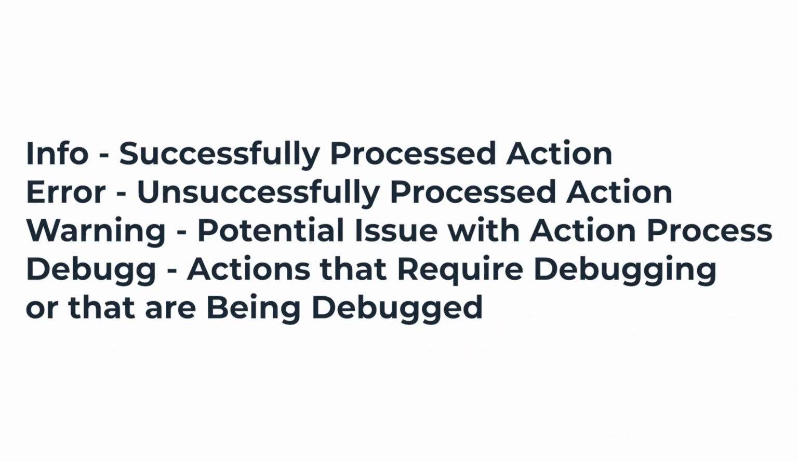A successful transmission of a message is logged as an info level message. An unsuccessful transmission is logged at an error level message. If there is a possible issue with a connector action, the level message will render as a warning level. And if the action needs to be debugged or is undergoing debugging, it will log as debug.